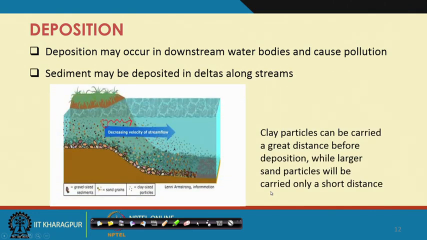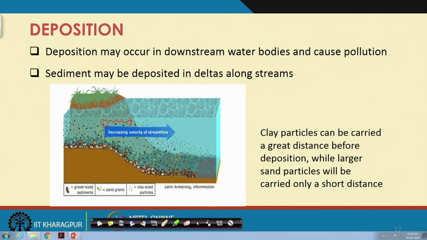And continuing with deposition, deposition could occur, of course, we saw in the downstream places, but if the flow continues, then deposition may also occur in downstream water bodies and cause pollution. So, if the transported soil particles reach a stream or river, then obviously because a lot of loose particles and sand and soil particles are being carried, the river water will get polluted.